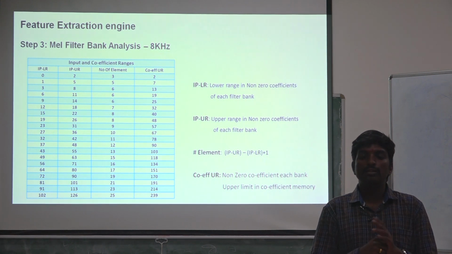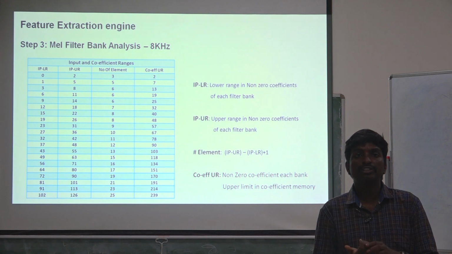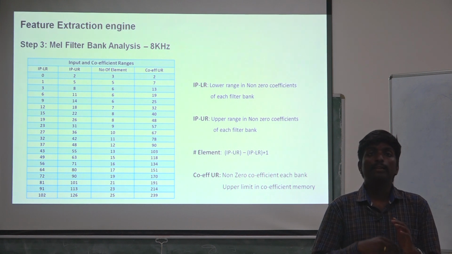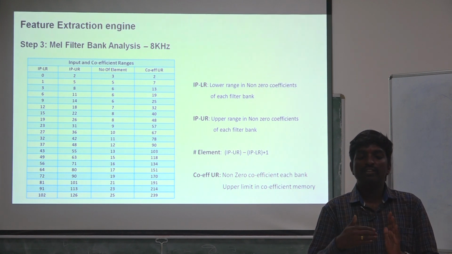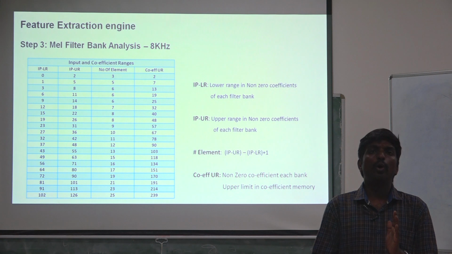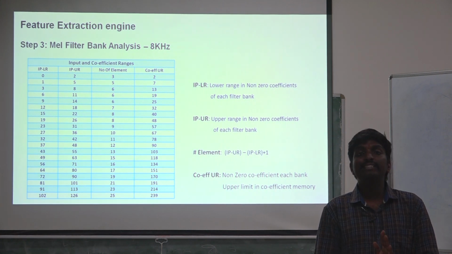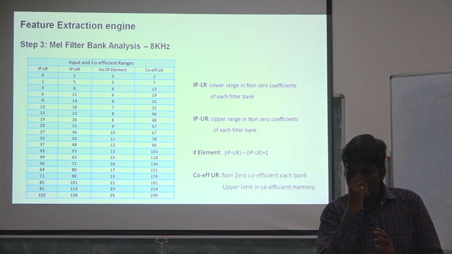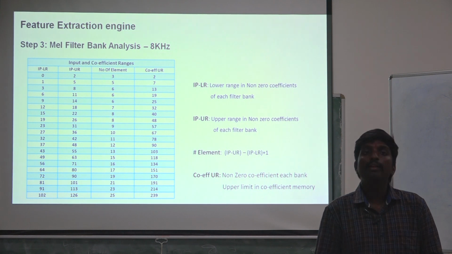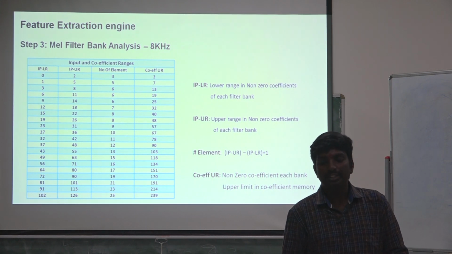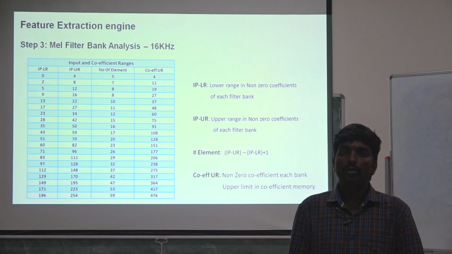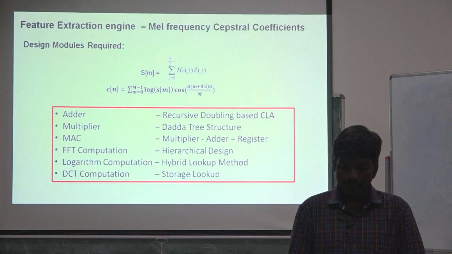The number of elements shows how many non-zero coefficients there are in the Mel coefficient. The coefficient upper range is used to select or shift to the next bank. Whenever the upper range is reached, the MAC understands it has to pass the value to the output node and go to the next bank computation. Since each bank has a different number of elements, the maximum number will be 25. The MAC is configured for 25 element computation. This is for the 8 kilohertz, and for the 16 kilohertz it was configured for 59 element computation.